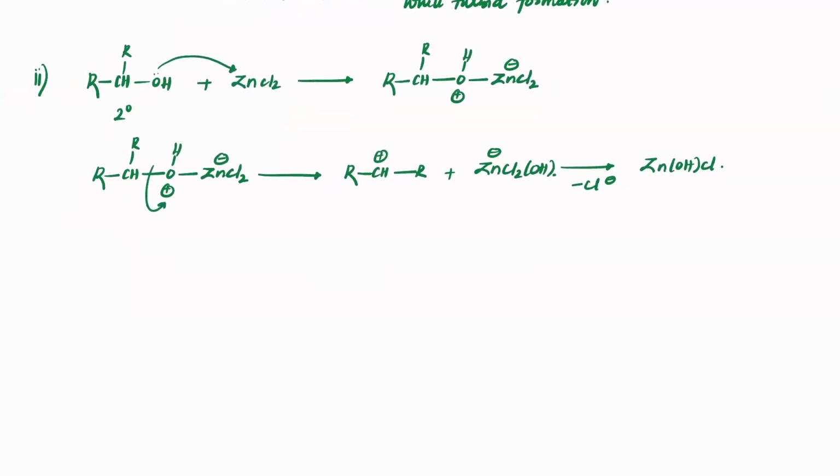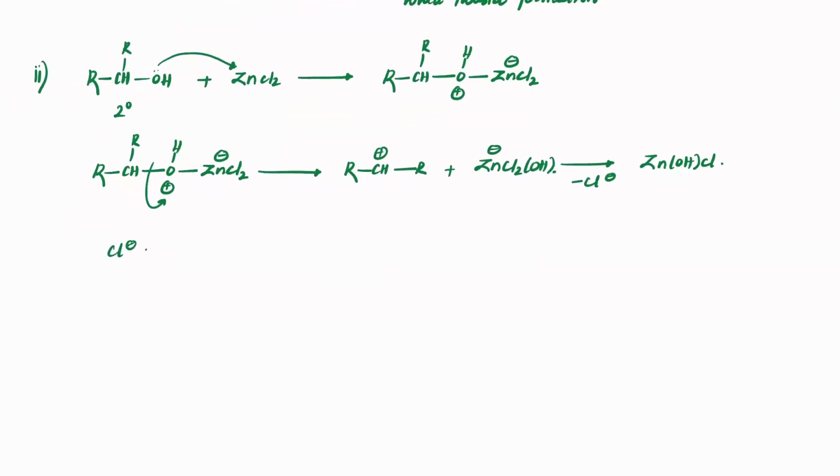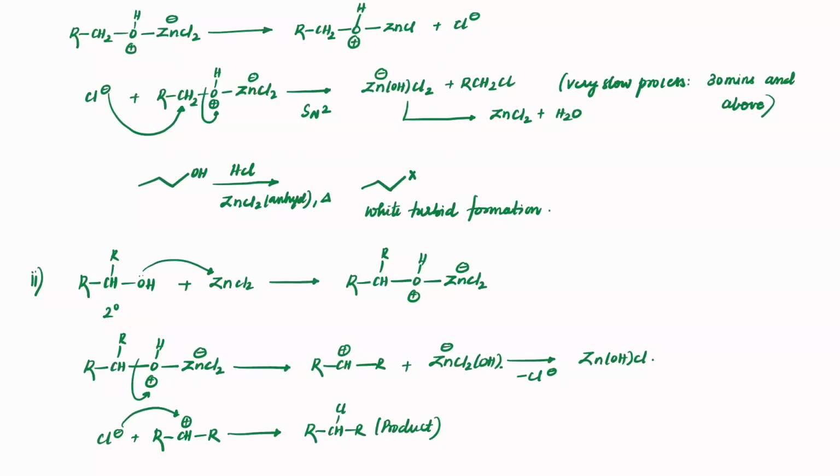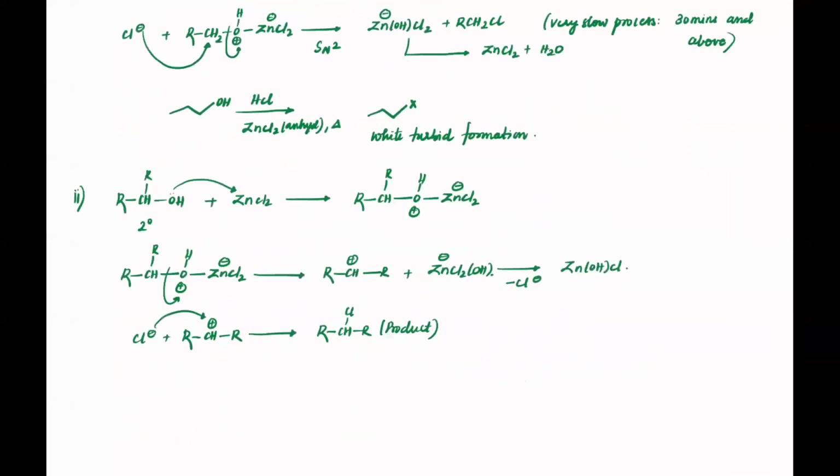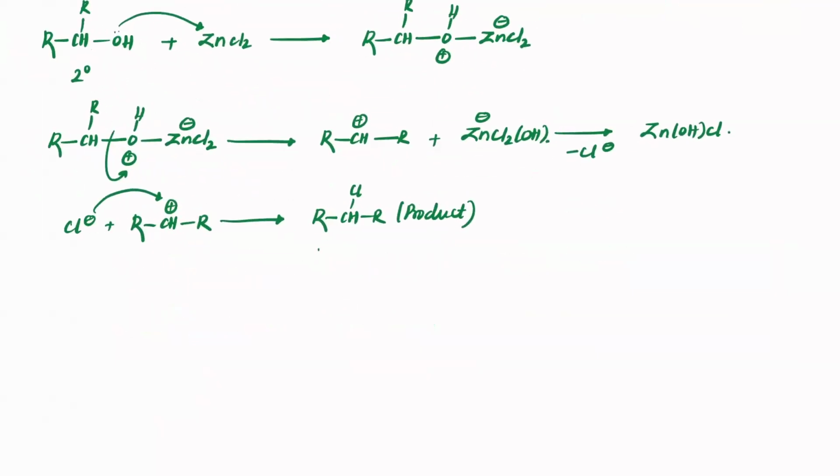So it is that Cl minus which is released will be able to attack RCH plus here. So Cl minus will attack on it, and you will be able to get this as RCH, Cl and R. This is the product. Clear? So for 2 degree and 3 degree, you will see the same product. This will be a white turbidity. This will be white turbid.